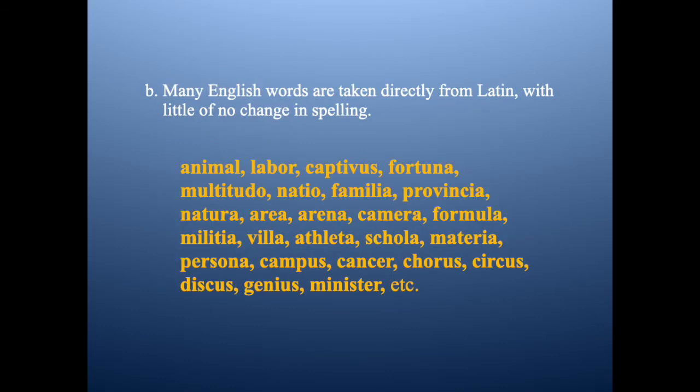Another thing that makes learning the vocabulary of Latin a bit easier is many English words are taken directly from Latin with little or no change in spelling. Animal is A-N-I-M-A-L in Latin, and we have taken it directly. You can see that in labor, in area, in camera, in campus, and chorus. These are straight Latin words that we have taken and used in English. And so we have hundreds and hundreds of these to make it much easier to learn the vocabulary.